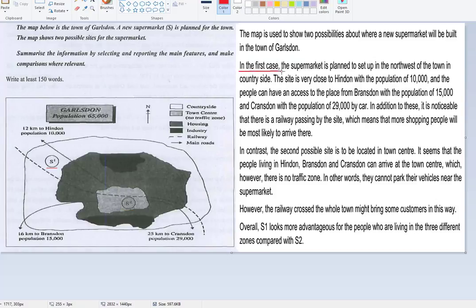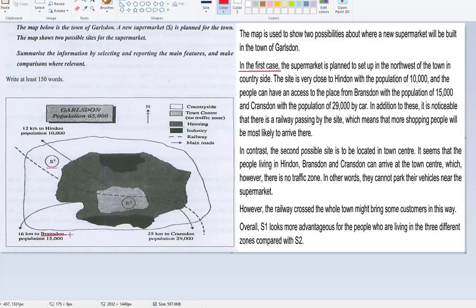So there's a bit of a problem with the words used to describe the main features. It's planned to set up in the north of the town. Okay, the site is close to Hendon. Oh, here we go. Close to Hendon. Okay. With the population of 10,000. And people can have access to the place from Branston.